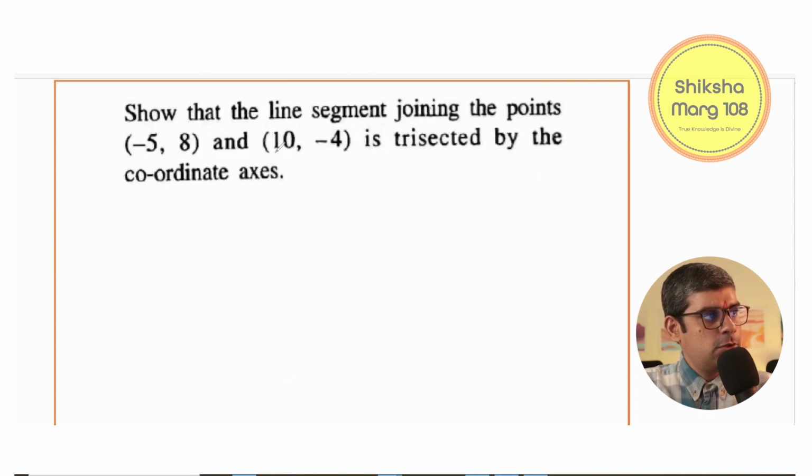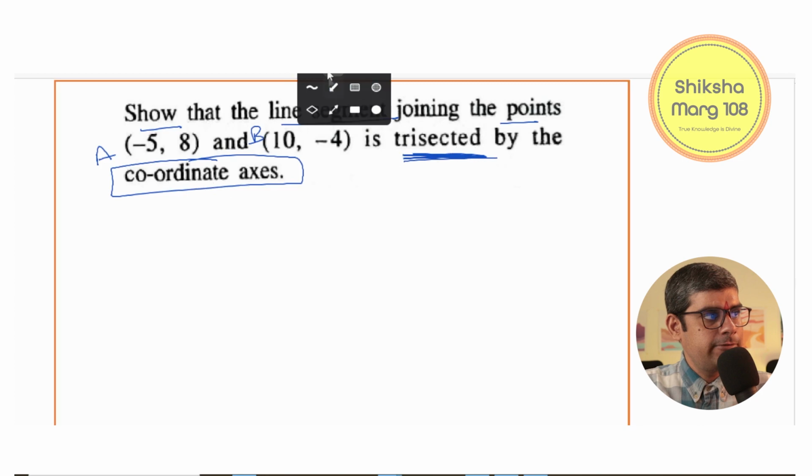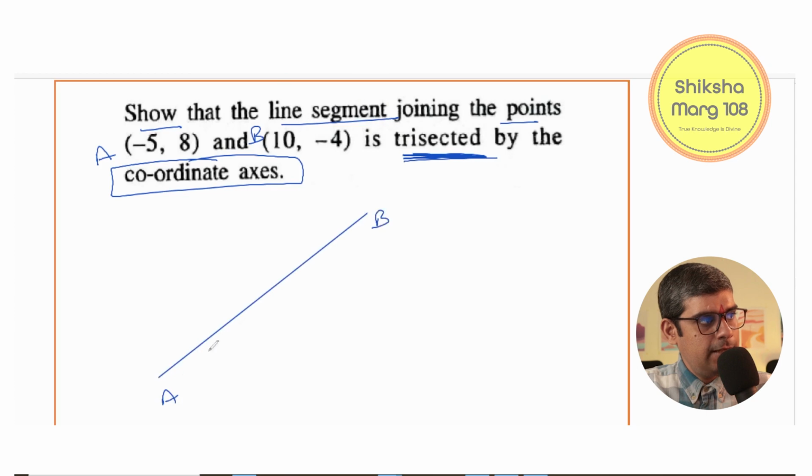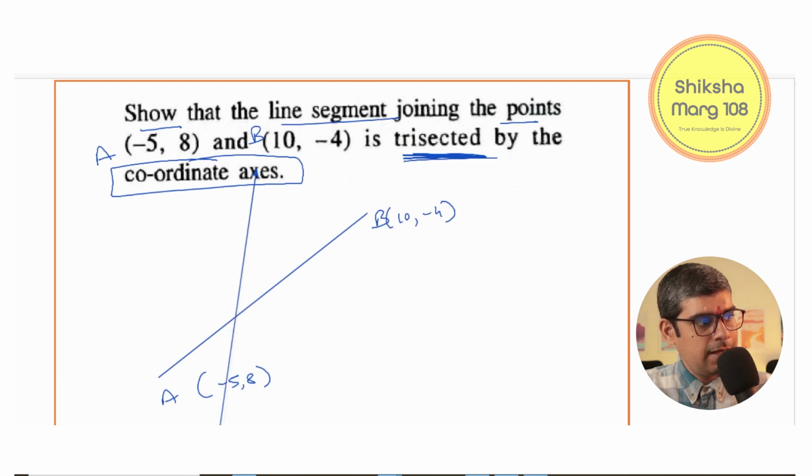Okay. So show that the line segment joining the points, so that's A for us and that's B for us, is trisected by the coordinate axis. Trisection means we're dividing the line segment into 3 sections, and who is dividing it? None other than the coordinate axis. Fantastic. So let's look at the line segment AB. That's A, that's B. A is -5, 8. B is 10, -4. Now I'm going to be having a certain axis, let's say the y-axis, which looks something like this, and it's going to be trisecting.